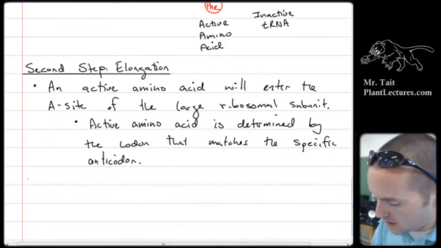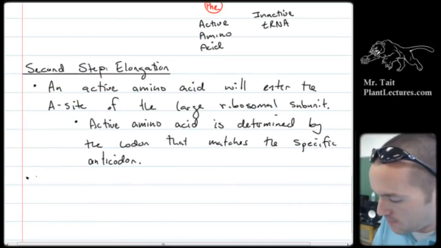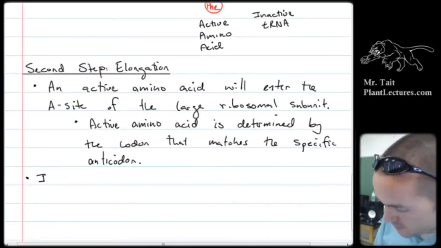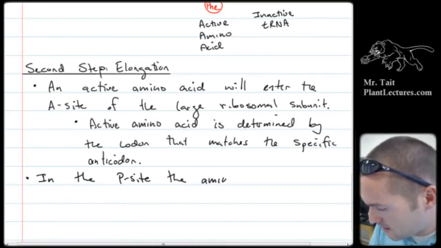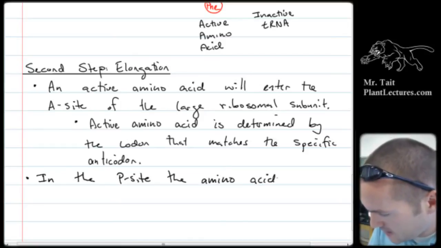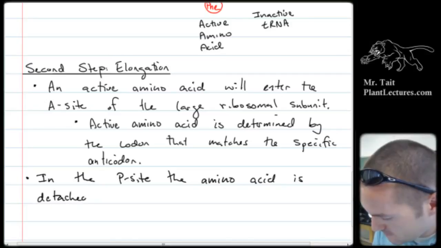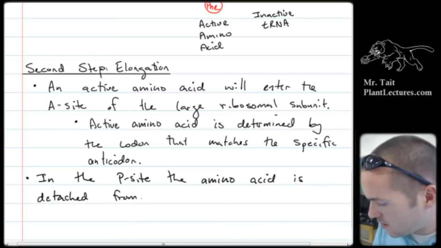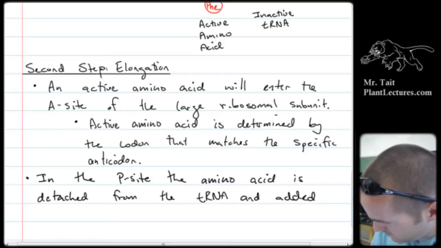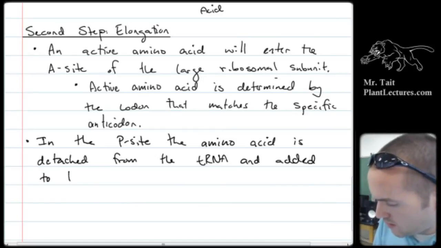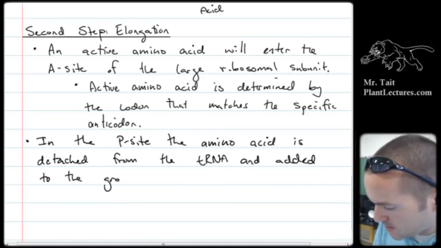Okay, so the second thing that happens is we've got to talk about the P site. So we'll say in the P site, the amino acid is detached from the tRNA and added to the growing polypeptide chain.